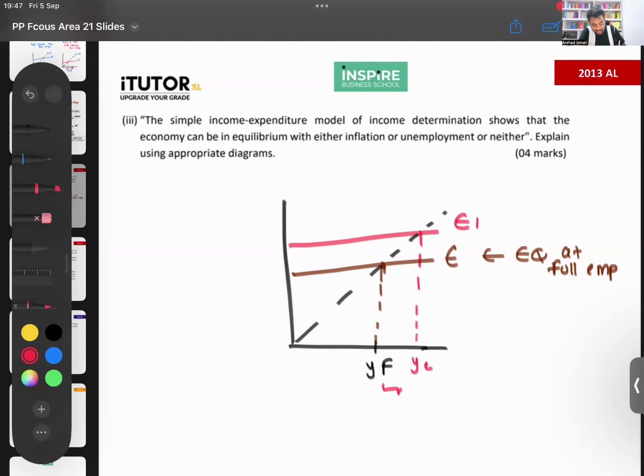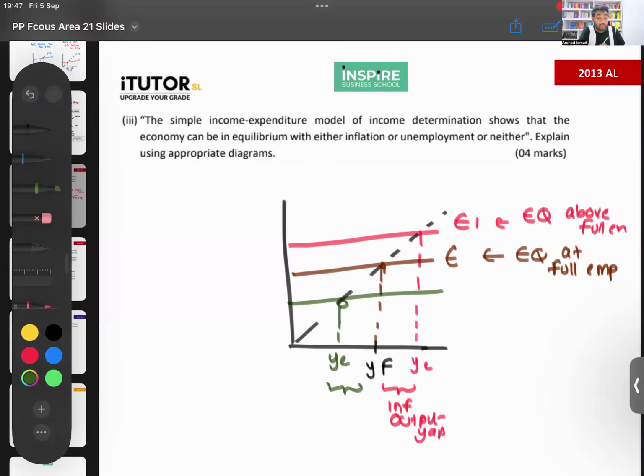So this is what you call an inflationary gap, right? An inflationary output gap. So here you're at equilibrium above full employment. You can also be at equilibrium below full employment. That's called an unemployment gap. So for example, you can be at equilibrium here. This is called an unemployment gap, or you call it a deflationary gap.